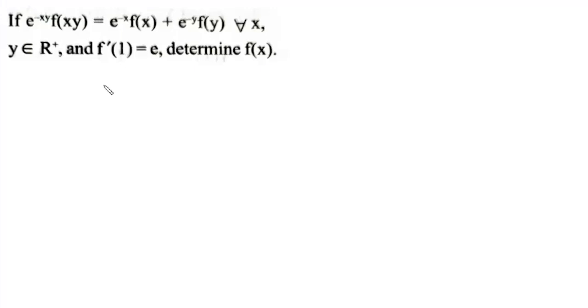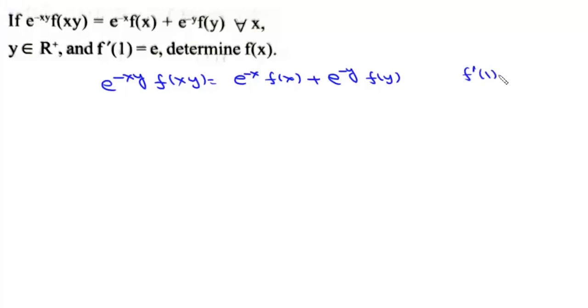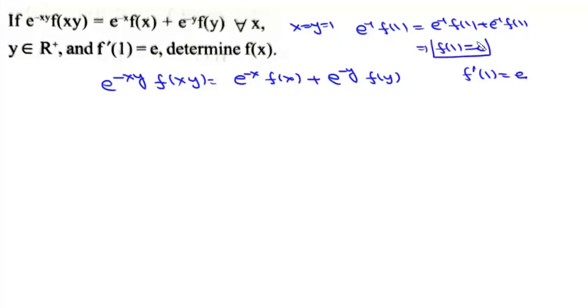Now here we are given that e to the power minus xy into f(xy) is equal to e to the power minus x f(x) plus e to the power minus y f(y) for all x, y belongs to R positive, and f'(1) is equal to e. Now we'll find the value of f(1) also. If we put x and y as 1, we can write e to the power minus 1 f(1) equals e to the power minus 1 f(1) plus e to the power minus 1 f(1). Now from here we can say the value of f(1) is 0. So we have f(1) and we also have f'(1).